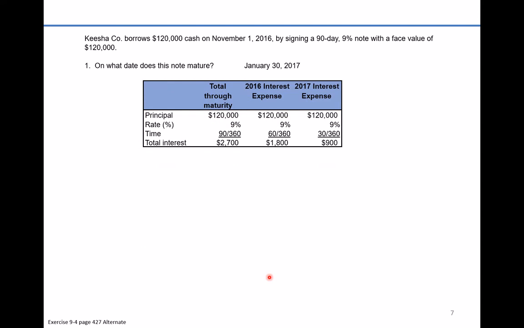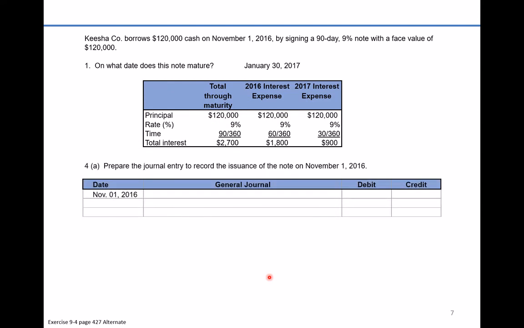Let's move on to the next part. Part 4 says, prepare the journal entry to record the issuance of the note on November the 1st, 2016. Well, this is pretty straightforward. What accounts were involved when they borrowed the money? Well, they got cash, and what else? They became liable to pay that cash back. So a liability called notes payable is created. So they get cash of $120,000, and a liability called notes payable is created also of $120,000.